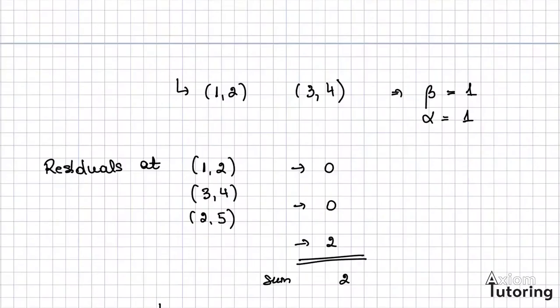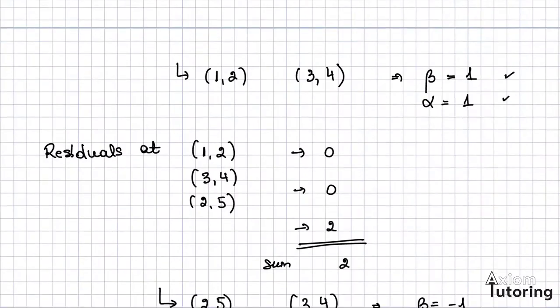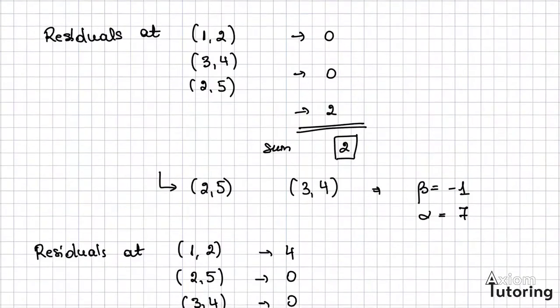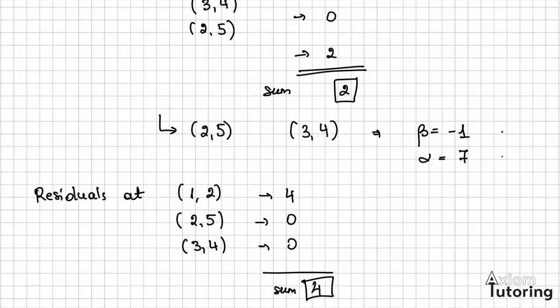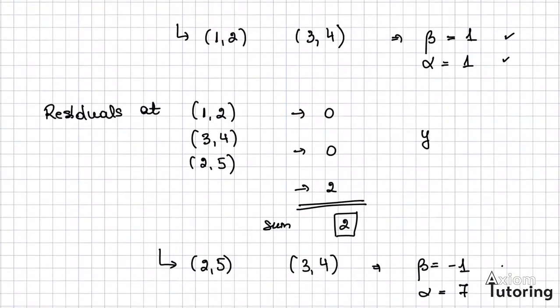If we do exactly the same kind of computations, and I've done those numbers for you guys, so we've got the combination (1, 2) and (3, 4). We're going to have a slope of 1 with an intercept of 1, and the residuals at each point in here are 0, 0, 2 with the sum of 2. So far, this is the smallest one we see, and for (2, 5) and (3, 4), we're going to have a beta of -1 and an alpha of 7, which means that we're going to have residuals 4, 0, 0, meaning a sum of 4. So again, out of all of these combinations, it seems that the best line would have been, in this case, a line that looks y equals 1 plus x.